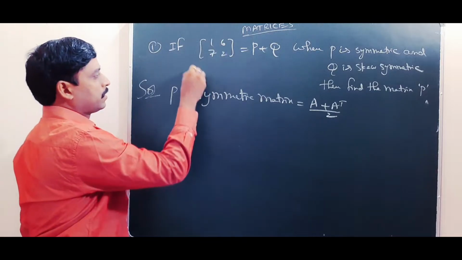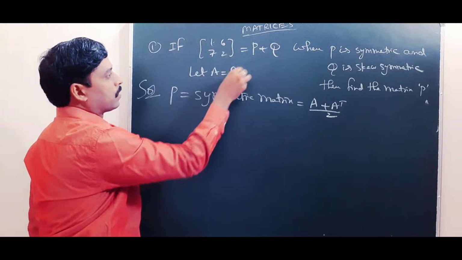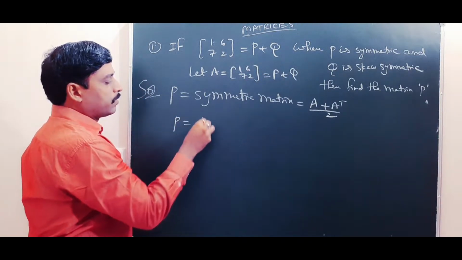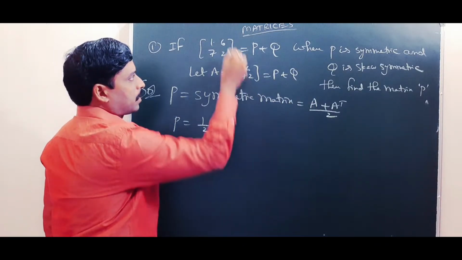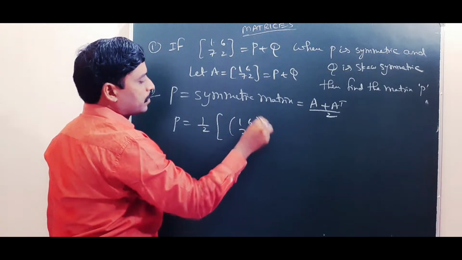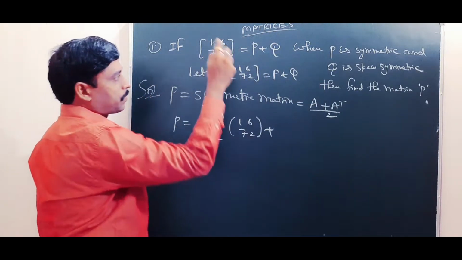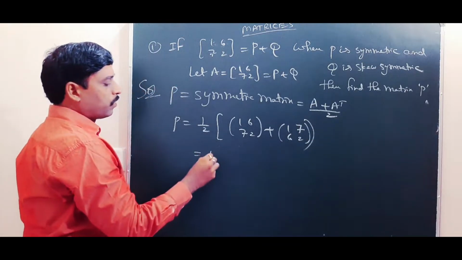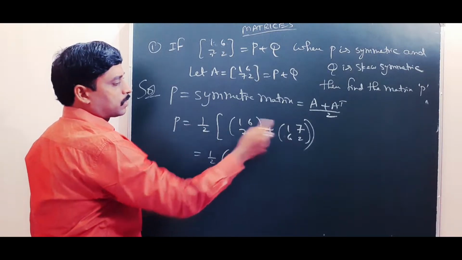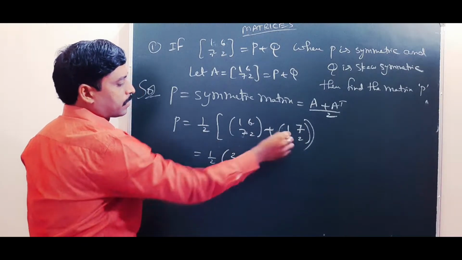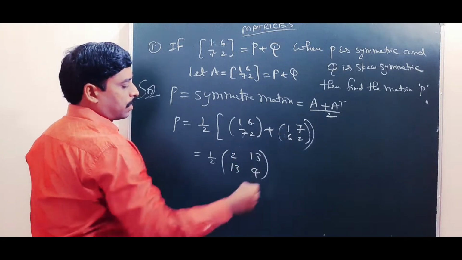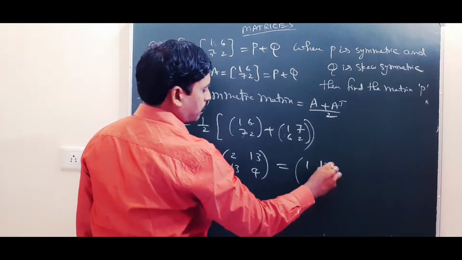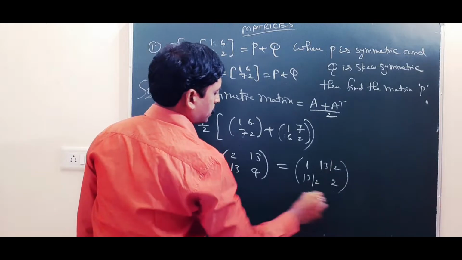So let us take the given matrix as A. A is equal to [1 6; 7 2], equal to P plus Q. Therefore, P is equal to 1 by 2 times A plus transpose of A. Transpose of [1 6; 7 2] will be [1 7; 6 2]. So 1 by 2 times the sum of these two matrices: 1 plus 1, 2, 13, 13, 2 plus 2, 4. So 1 by 2 multiplied to every element of this matrix: 1, 13 by 2, 13 by 2, 2. This is the answer.